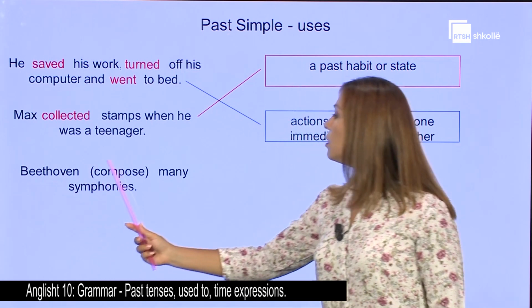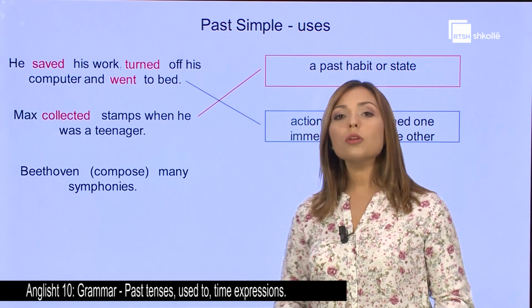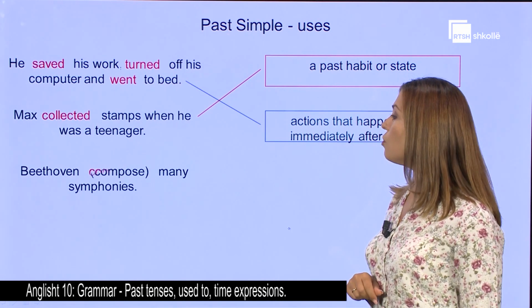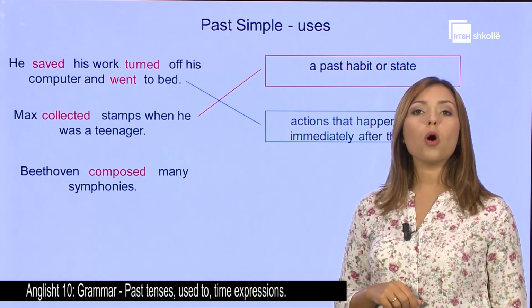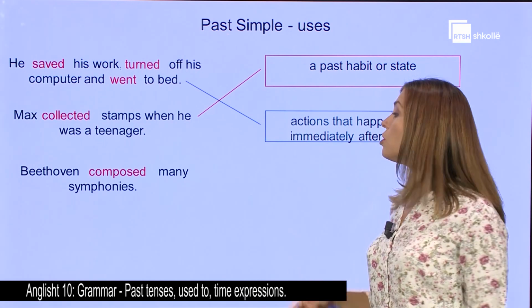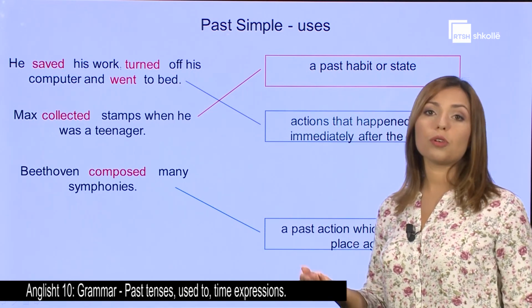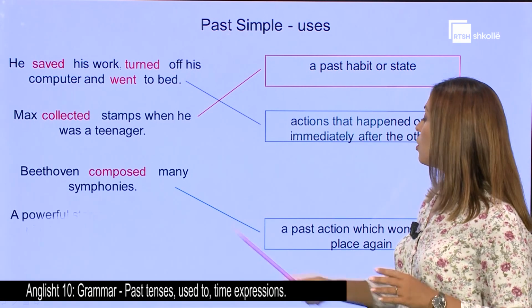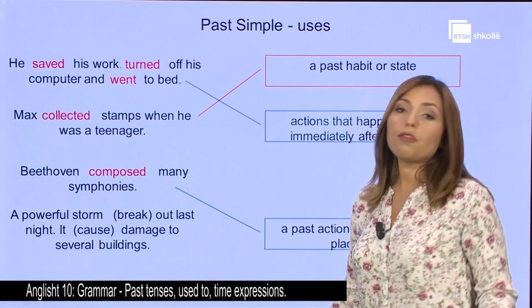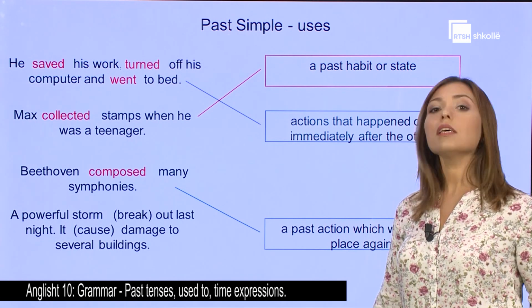Beethoven, the verb is compose, many symphonies. Put it in the past. So Beethoven, what did he do? He composed. But when we're talking about a person that is no longer alive, of course we're going to use the past simple because we cannot find this again. This action cannot be repeated since he is not alive.